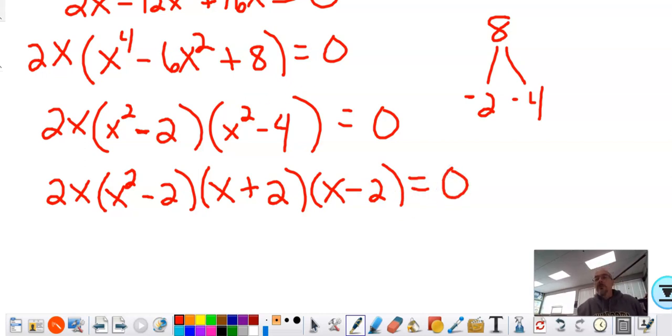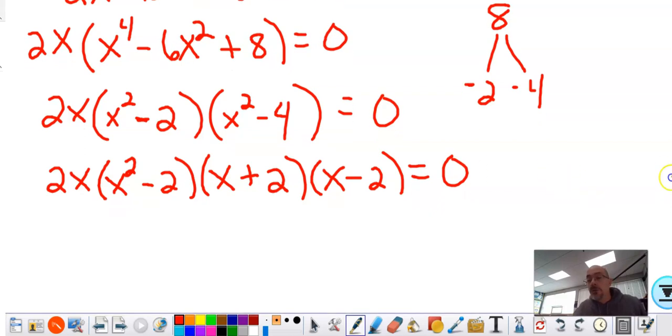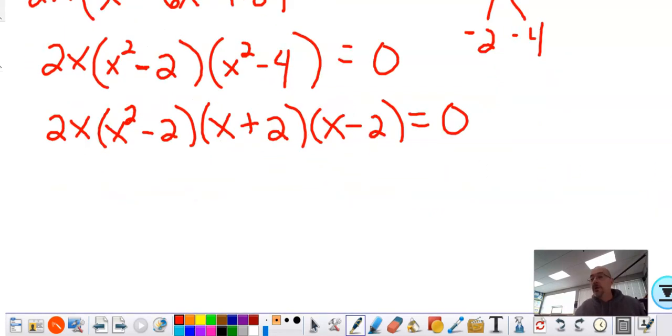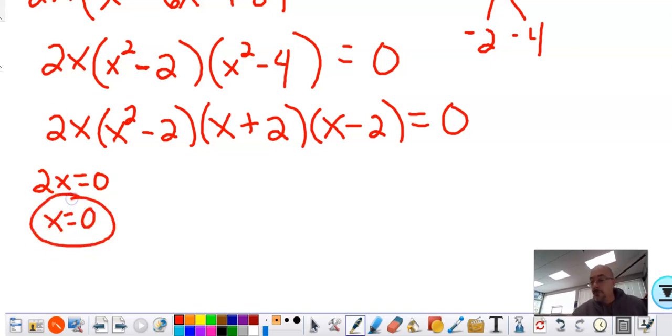Whoa! But we're not done because what are all the solutions? Whoa, okay, here we go, folks. Remember the zero product property. So I set 2x equal to 0. What is the solution for that? 0. There's one answer. Okay, I'm going to go over here. I set x minus 2 equal to 0. What is that solution? That solution will be x equals positive 2.